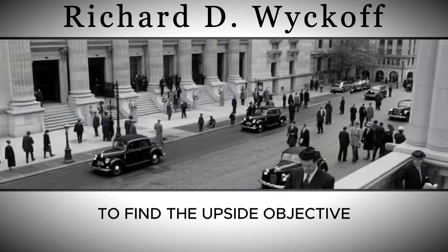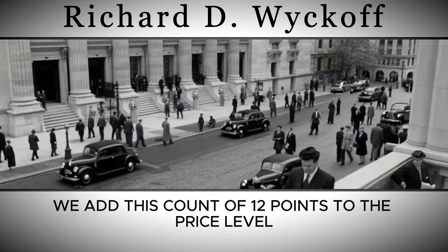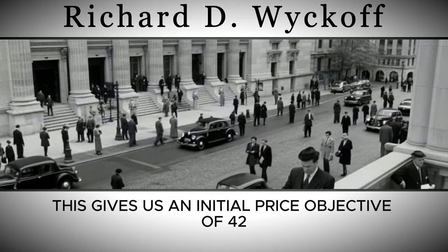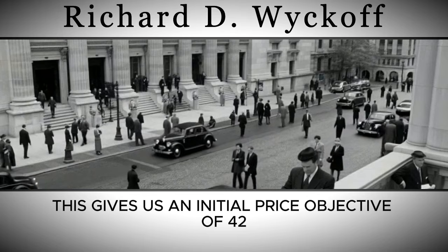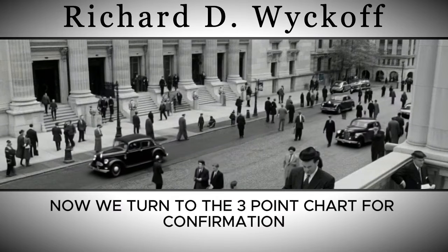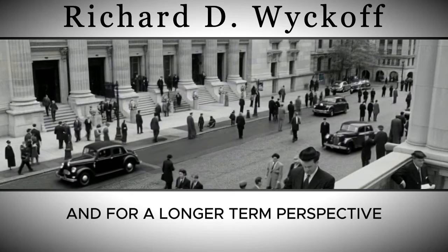To find the upside objective, we add this count of 12 points to the price level at which the count was made, which is 30. This gives us an initial price objective of 42. Now we turn to the 3-point chart for confirmation and for a longer-term perspective.